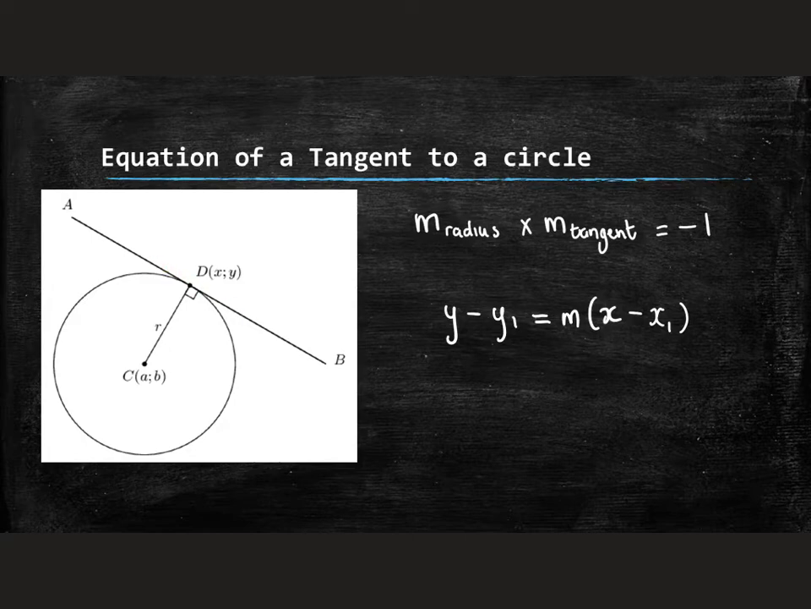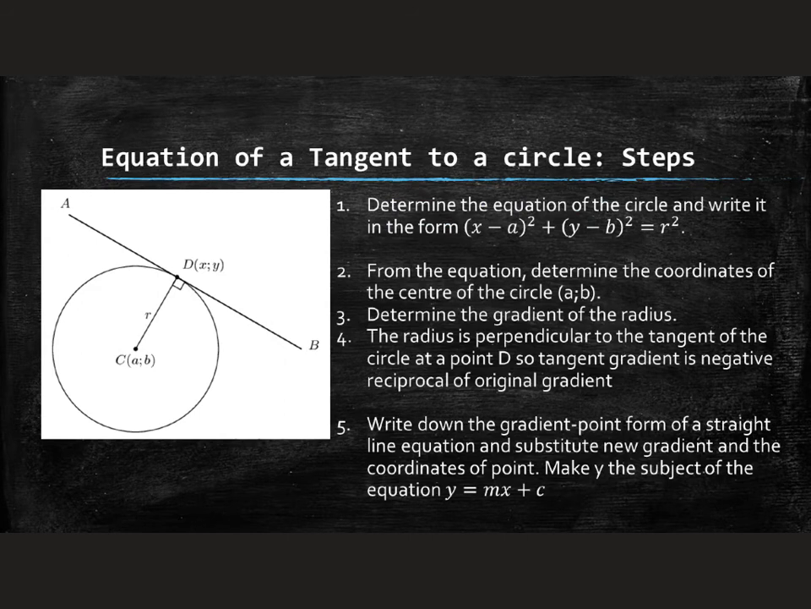So let's have a look at what we're going to do here. Some steps that you can follow. To determine the equation of this, first step, to get this, we need to get the equation of a circle in this format. From this format, we're allowed then to work out from the center to the point on the edge, the equation of that gradient. Once we've got the radius gradient, we then know that it's perpendicular to the tangent gradient, and so we can work that out. And then the last part is to get the equation of the straight line.